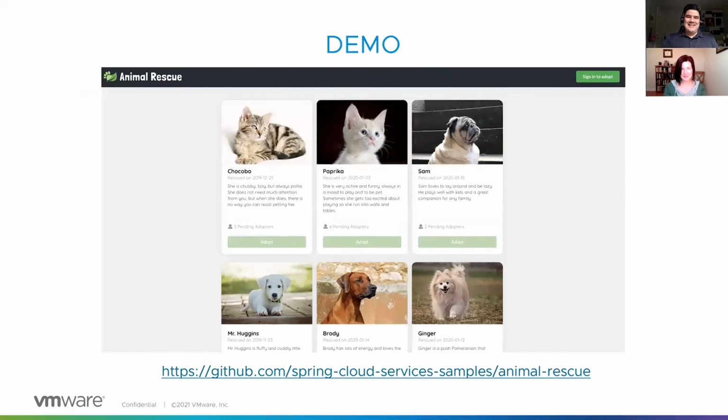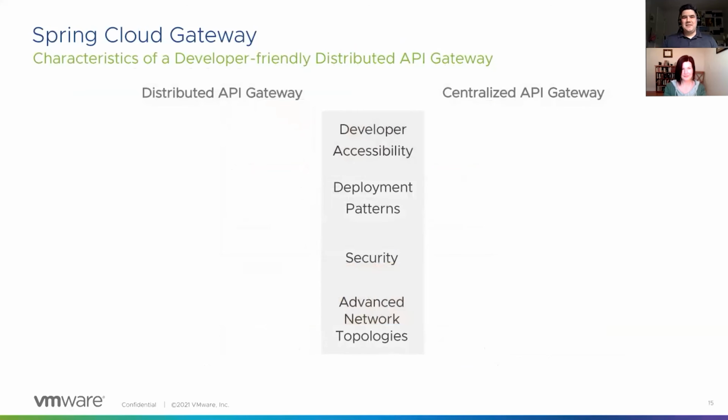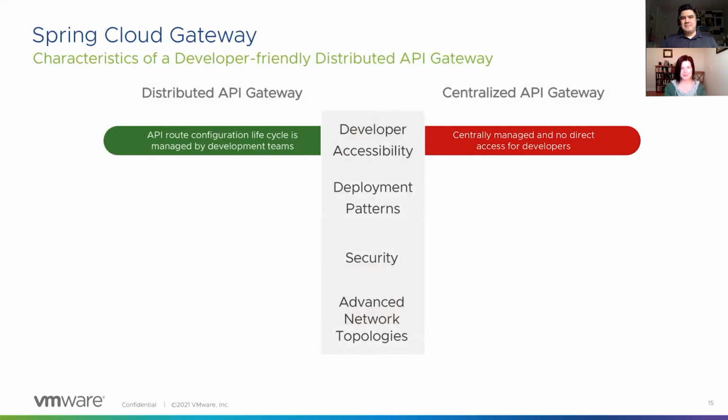All right. And then kind of to end this off, I wanted to describe the characteristics of a developer-friendly distributed API gateway. And you know, like you said, maybe we're coining a term, but it's also just describing what we're trying to provide to our customers. One of the things that we've seen is centrally managed API gateways tend to have no direct access for developers, and therefore there's usually a back and forth that has to go on through a ticketing system. So what we want to make sure is that the developer is able to work on the API route configuration lifecycle, because it's going to evolve over time, and be able to do that on the team themselves.